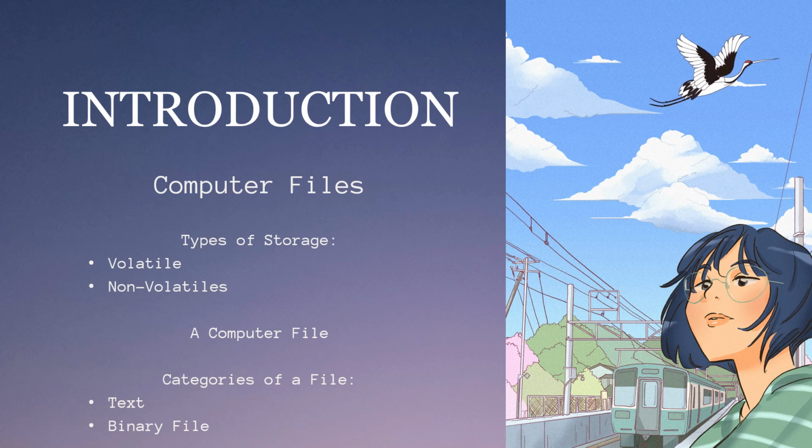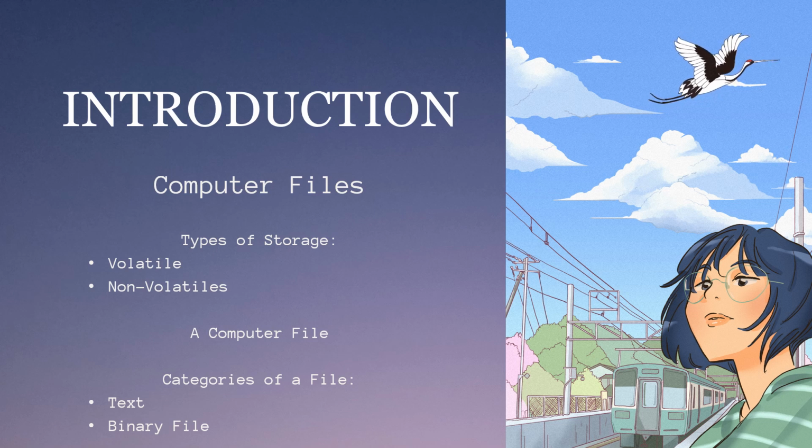Categories of file: a text file consists of data that can be read in a text editor. Data in a text file is encoded using a scheme. The most common schemes are ASCII and Unicode. Examples are program files and application files.